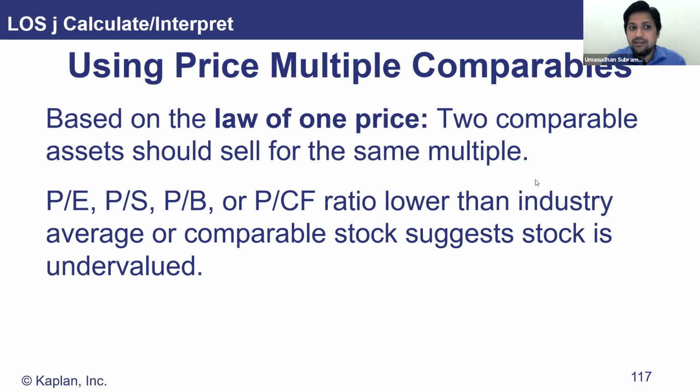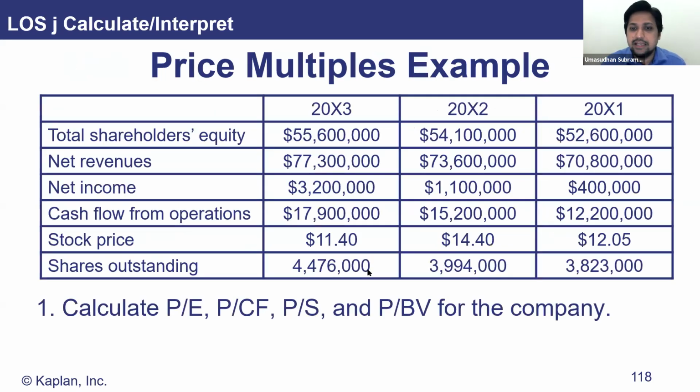But remember, this is relative valuation. Why do we call it relative valuation? Because we are going to value one company based on the multiple of something else. We cannot arrive at an absolute value like what we arrived at in the dividend discount model or any of the discounted cash flow models. All right. So let's get into these numbers and try to understand how to do it.